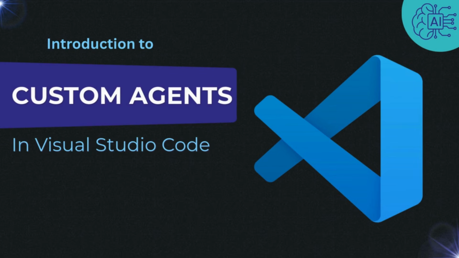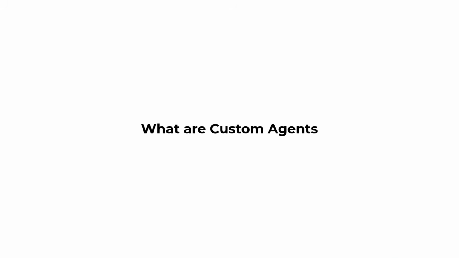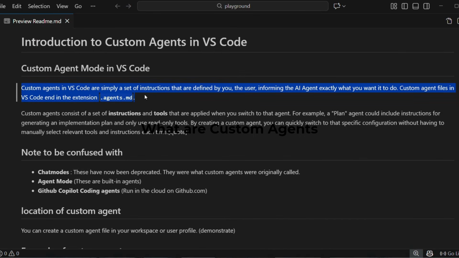Introduction to Custom Agents in Visual Studio Code. Custom agents in Visual Studio Code are simply a set of instructions that are defined by you, the user, informing the AI agent exactly what you want it to do. Custom agents in VS Code end in the extension .agents.